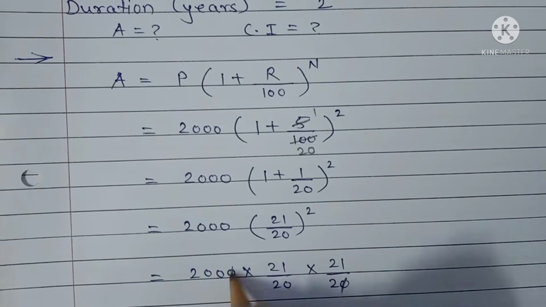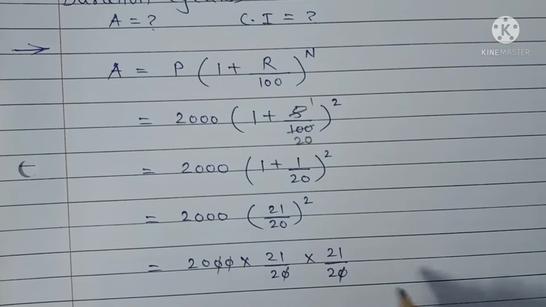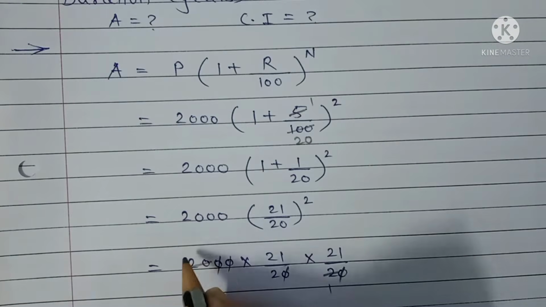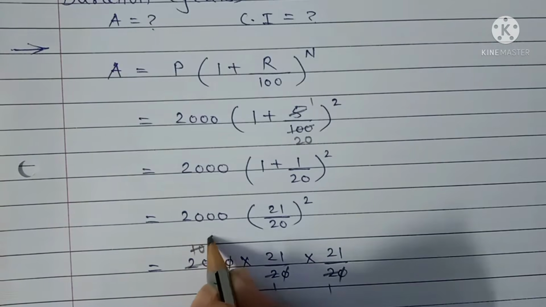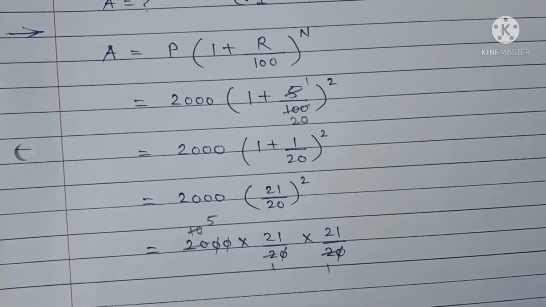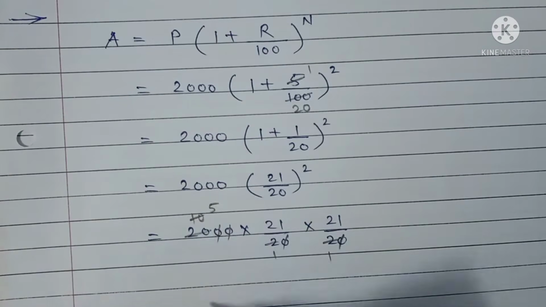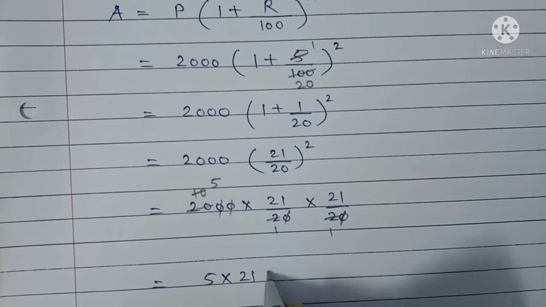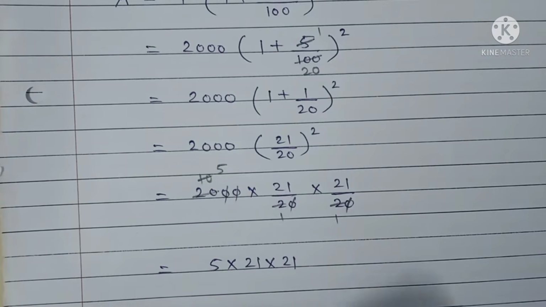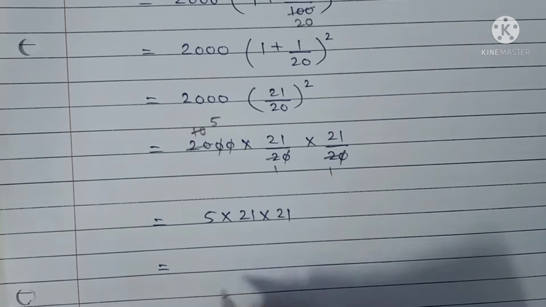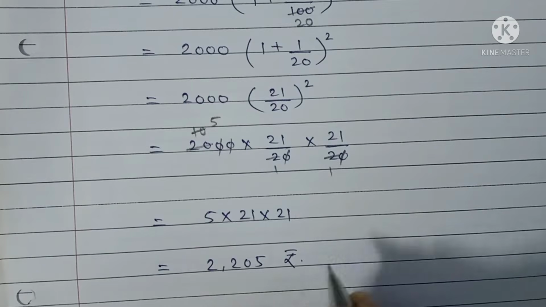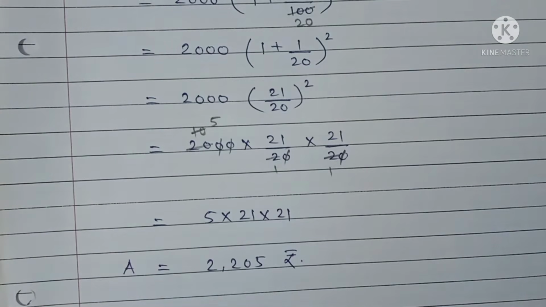Here 0 0 0 0 cancel. 2 ones are 2, 2 tens are 20. Again 2 ones are 2, 2 fives are 10. Now what is remaining in numerator? 5, 5 multiply by 21 multiply by 21, and their multiplication is 2205 rupees, means amount is equal to 2205.